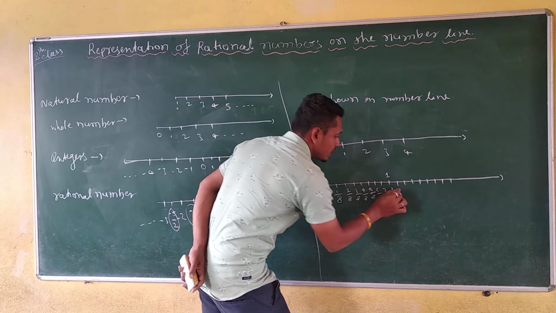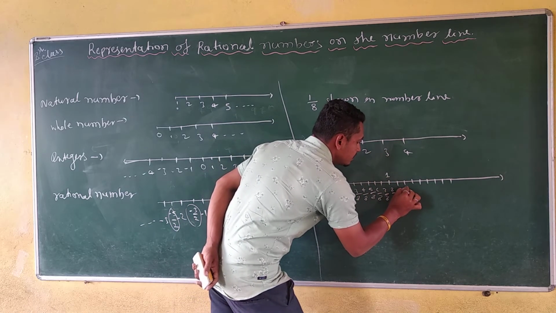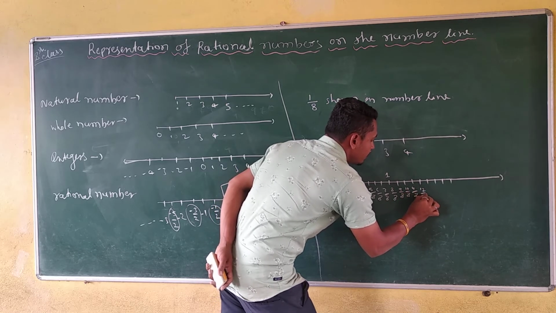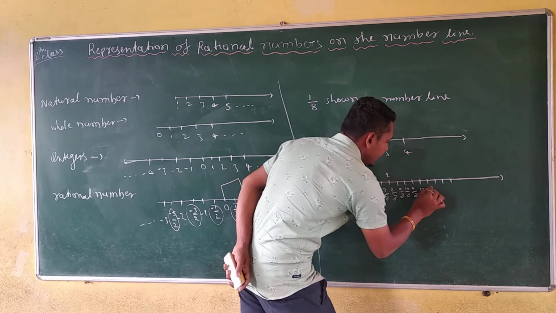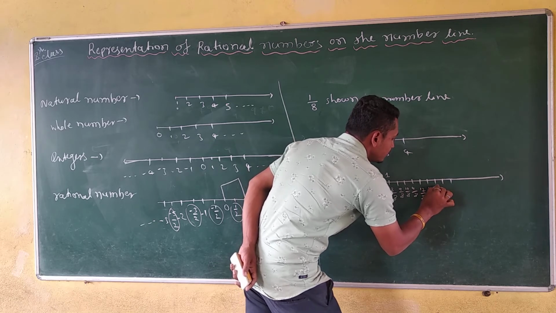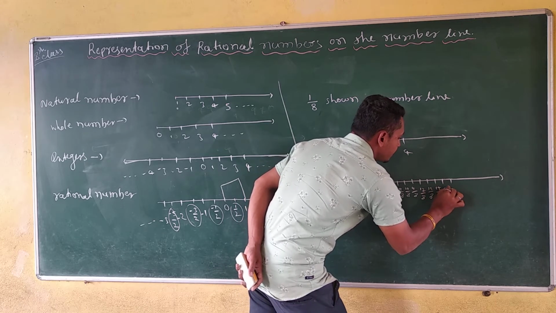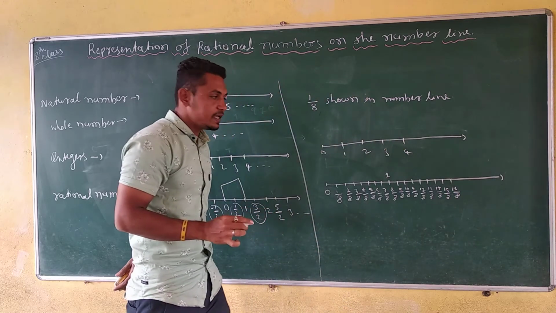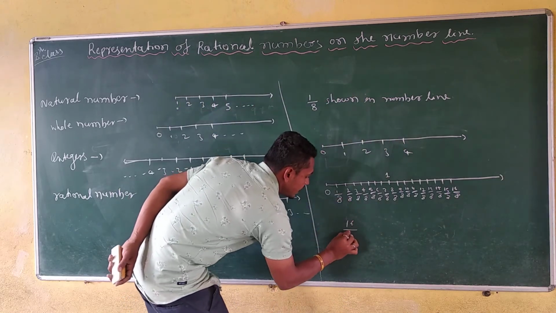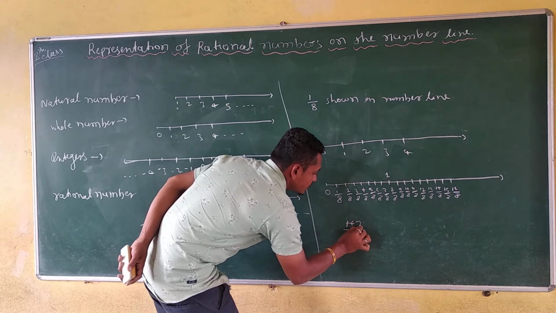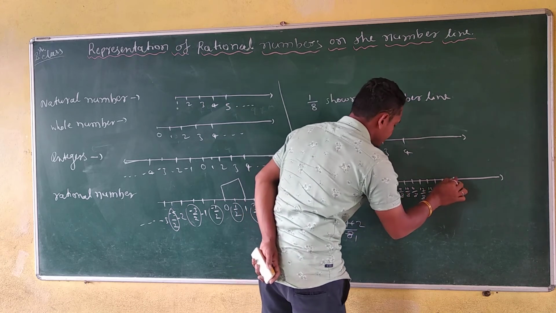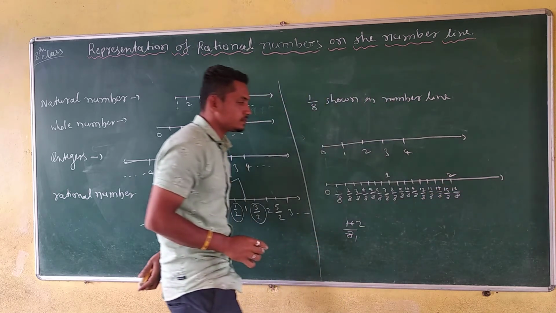Now here 8. So 9 divided by 8, 10 divided by 8, 11 divided by 8, 12 divided by 8. The next 13 divided by 8, 14 divided by 8, 15 divided by 8, 16 divided by 8. Now see here, 16 divided by 8. So 8 ones are 8, 8 twos are 16. So what is the value of 16 divided by 8? Its value is 2.